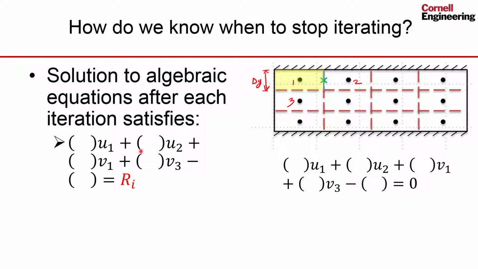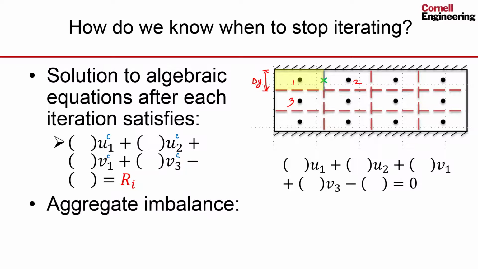And to indicate that this is my current solution, I will annotate it. So here's my annotation. That's my current solution for U2, current solution for V1 and V3, and they won't all add up to a 0 mass imbalance. And I'm going to get a similar error for all these other cells. And what I need is an aggregate measure over all the cells. So here's how I define an aggregate imbalance.